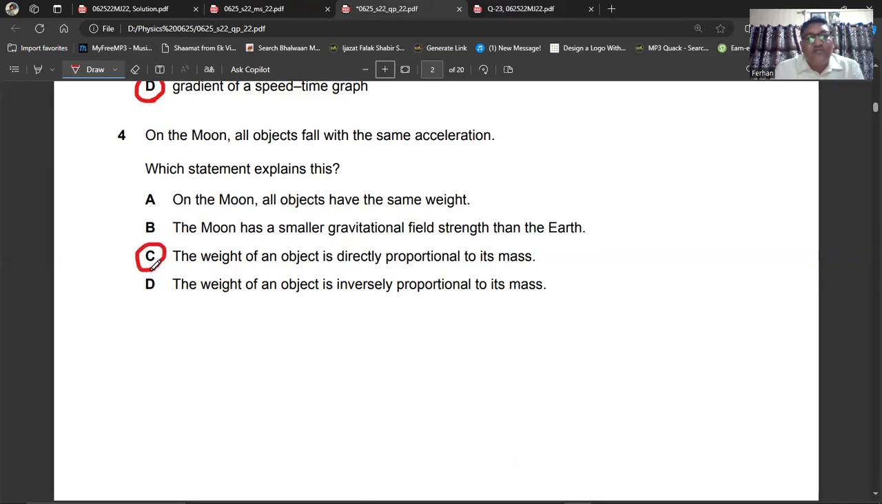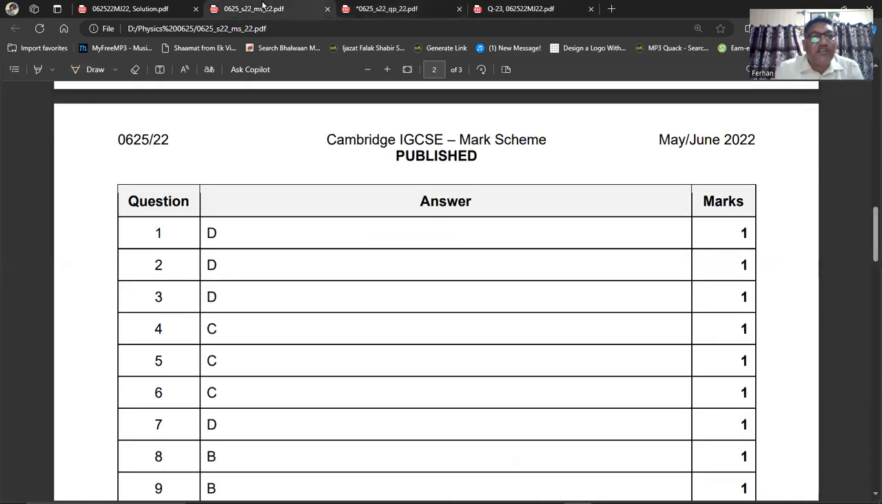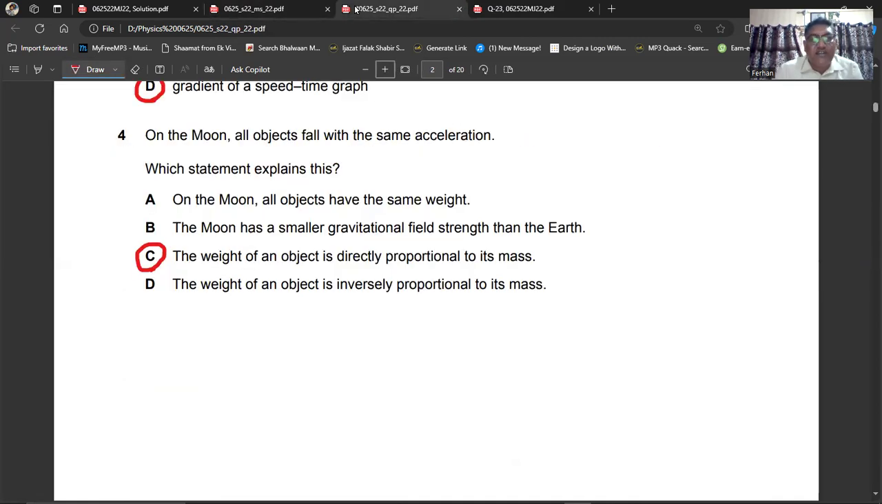The weight of an object is inversely proportional to its mass. W is equal to mg. g is a constant, so W is directly proportional to mass. C is the right statement. Question number 4, C is the right answer.